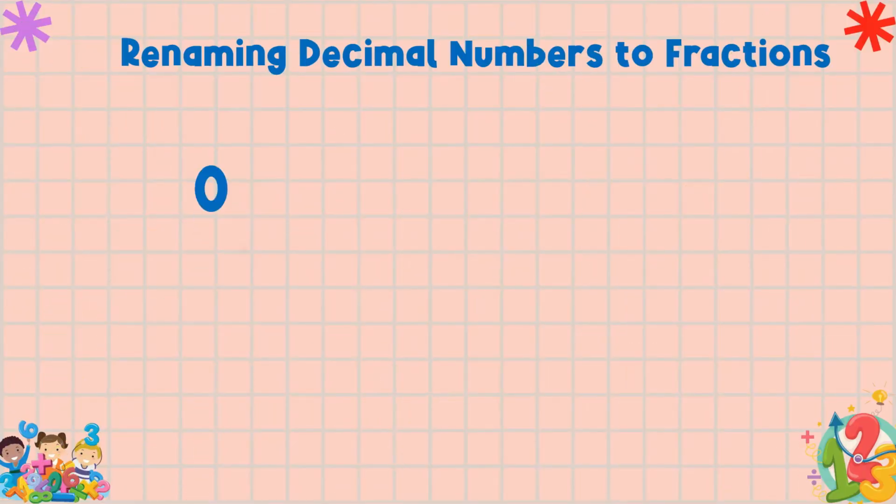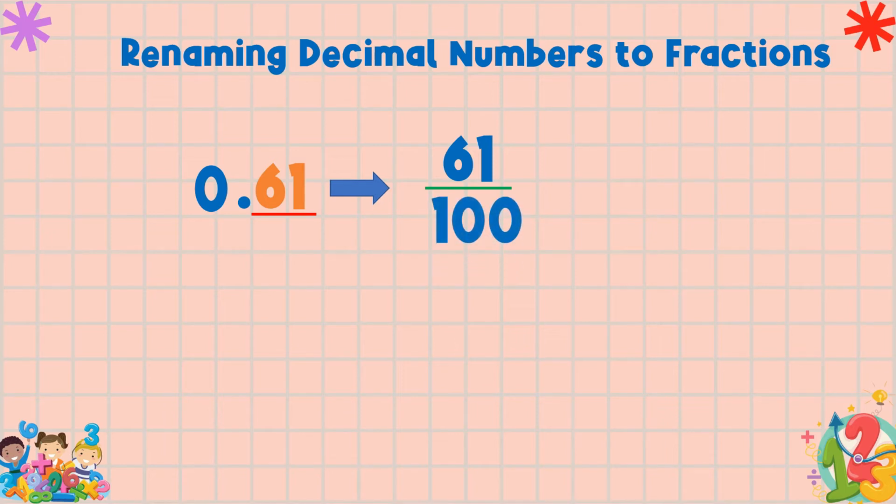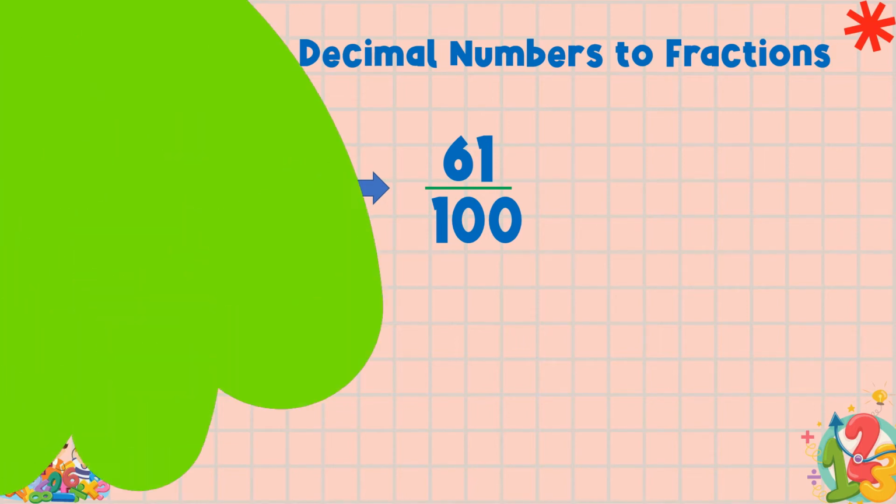Another example, 0.61. First, we're going to write 61 as our numerator. Then let's count the digits in our decimal number. So we have 2 digits. Then we're going to write 100 as our denominator. We read this as 61/100.